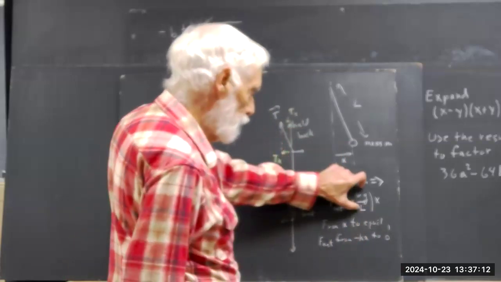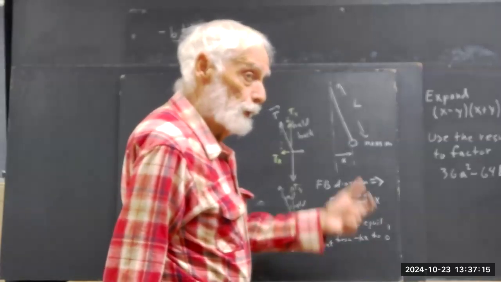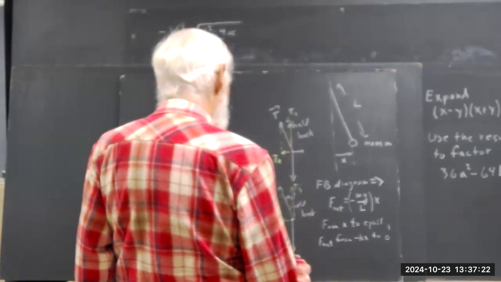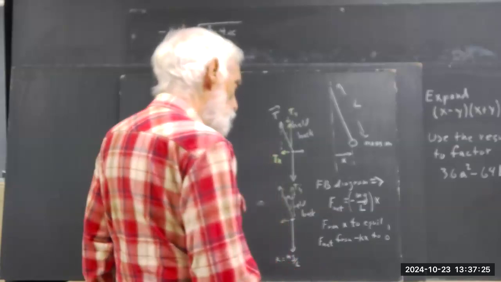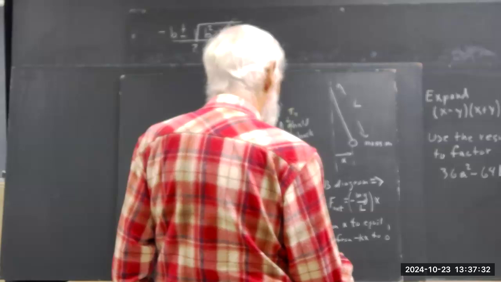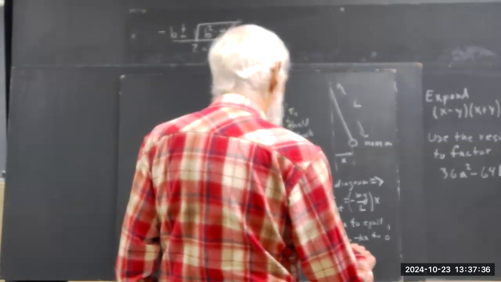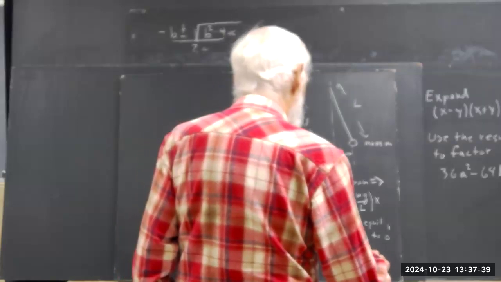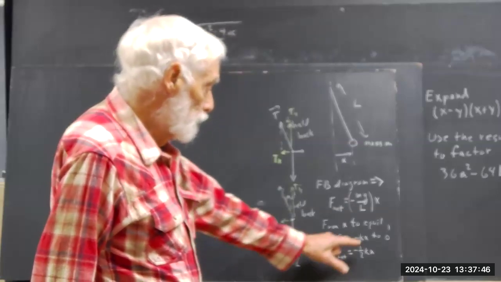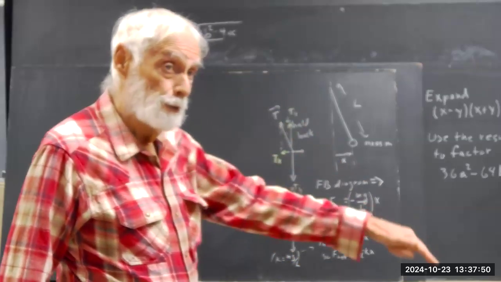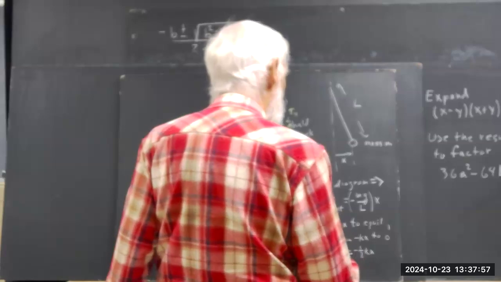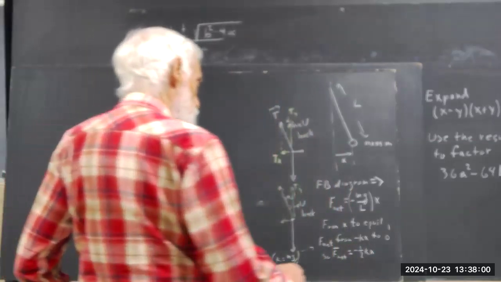K is what I used to stand for mg over L, okay? It's just quicker to write, and it's standard notation. So I could write K equals mg over L. Well, that means F net average, it's linear, it's just linear in X. It just goes from X down to zero, linearly. So F net bar, average F net, is negative 1/2 KX.